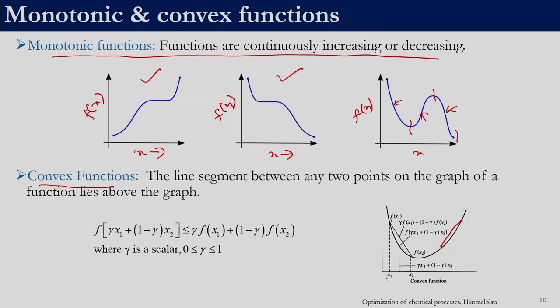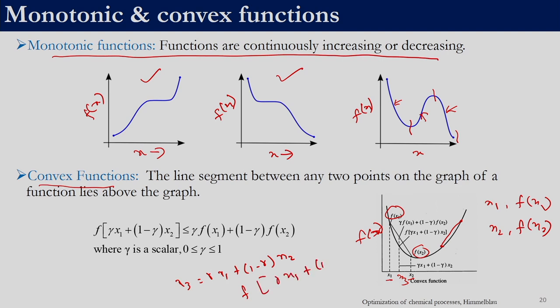Mathematically, let us say I took two points x1 and x2. We have x1, its corresponding function value is f of x1. We have x2, its corresponding function value is f of x2. If we take any point, let us say x3, then x3 is a linear combination of x1 and x2. We can express x3 as gamma x1 plus 1 minus gamma x2, and we can calculate f of x3, which is f of gamma x1 plus 1 minus gamma x2.